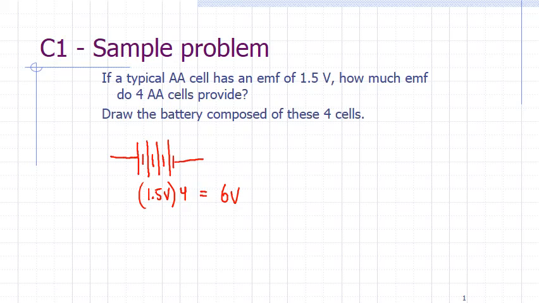Okay, so 6 volts total. These are all in series back to back, so we have 4 cells. So 4 positive and negative terminals all lined up there, and this would be the resultant positive terminal and the negative terminal there.